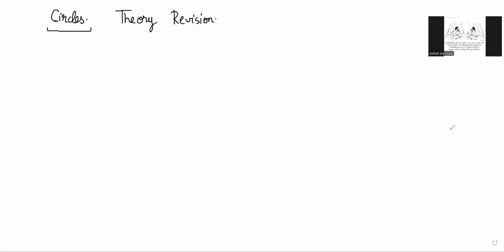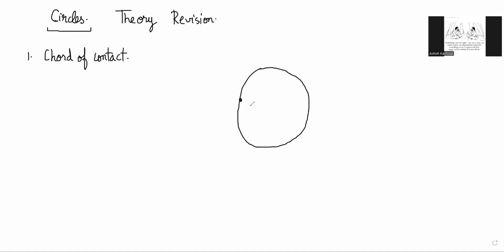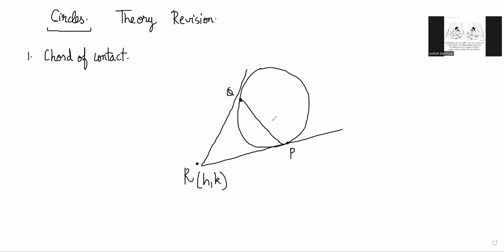Hi, in this video, we are going to continue the theory of circles and we start off by talking about the chord of contact. As we have discussed before for conic sections, the chord of contact is the chord joining the points of tangency P and Q if from some external point you have drawn two tangents to the circle. So basically, let's say this point is R, (h, k). The chord PQ is the chord of contact, right? And we want to find the equation of this chord.